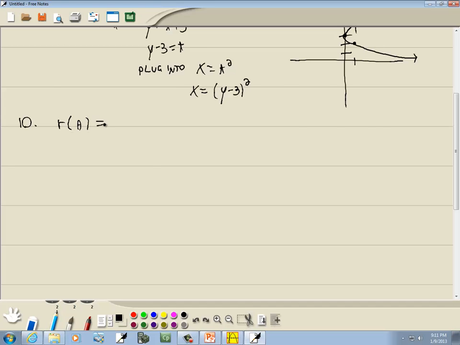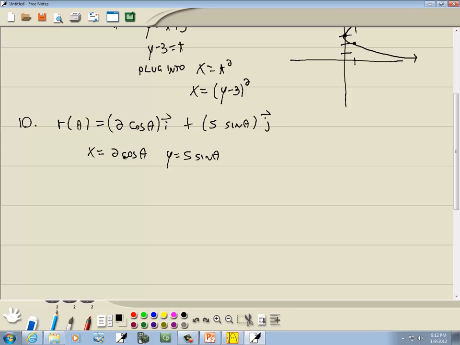R of theta is equal to 2 cosine theta i plus 5 sine theta j. Now again, looking at 2 cosine theta, that's our x, so we got x is equal to 2 cosine theta, and y would equal 5 sine theta.